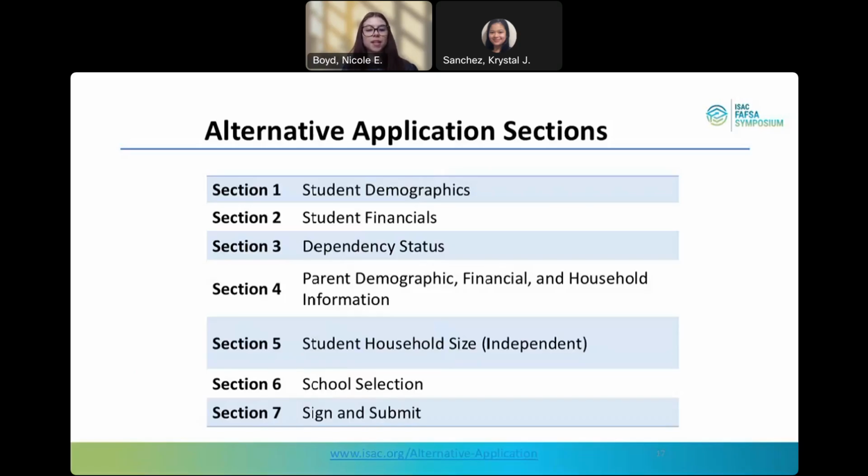If it is determined that the student is an independent student, then they'll go to Section 5, where they will be answering questions about their household size for them, the student. Then Section 6 will be school selection, where they put the schools that they want their information to be sent to. One thing that is different is that on the alternative application, a student can only put 10 schools as opposed to the FAFSA's 20. And then finally, Section 7, which is where the student signs and submits the form.